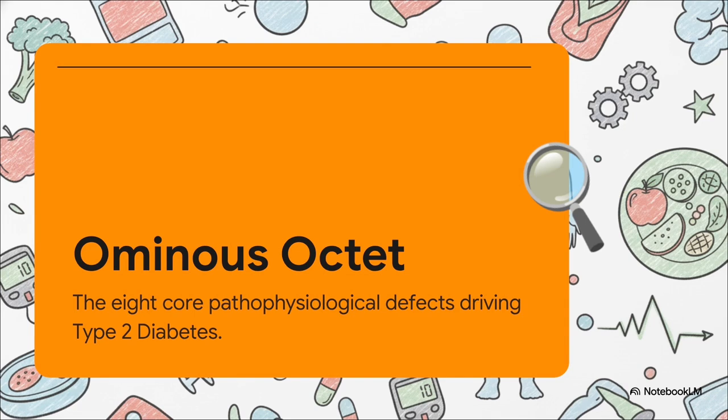We're talking about decreased insulin secretion from the pancreatic beta cells, increased glucose production from the liver, decreased glucose uptake in the muscles, increased lipolysis, and a critically decreased incretin effect, meaning gut hormones like GLP-1 just aren't doing their job. Memorizing these 8 defects isn't just some academic exercise, I promise. It helps you understand exactly where our targeted drugs are going to intervene later on.